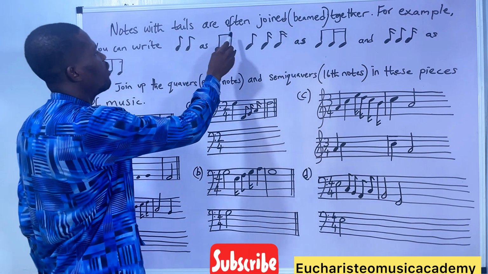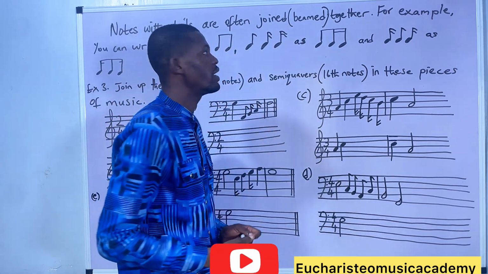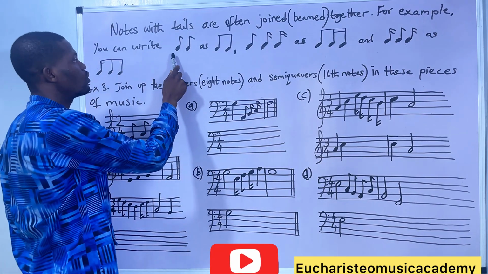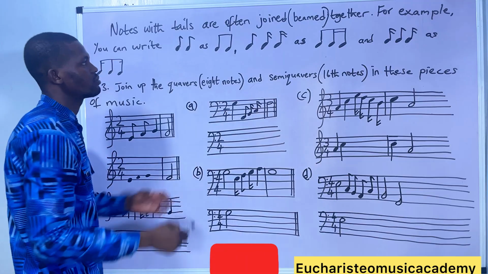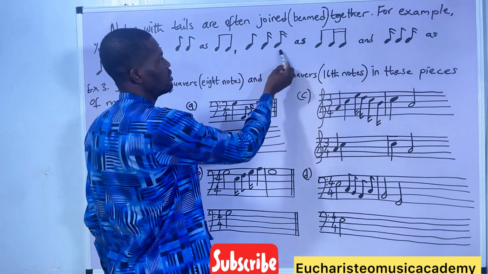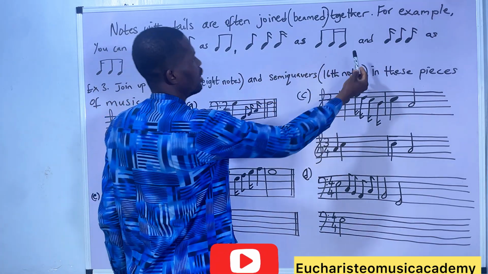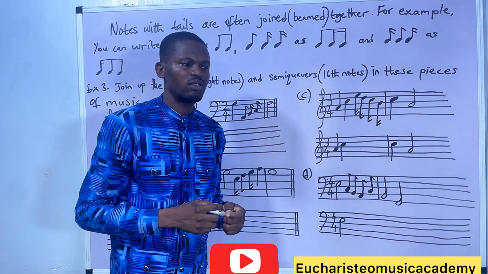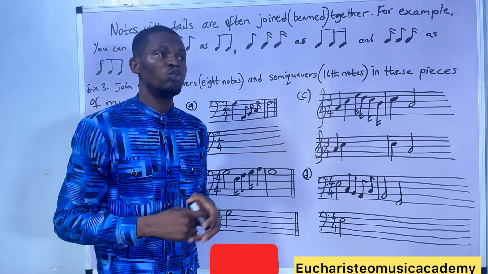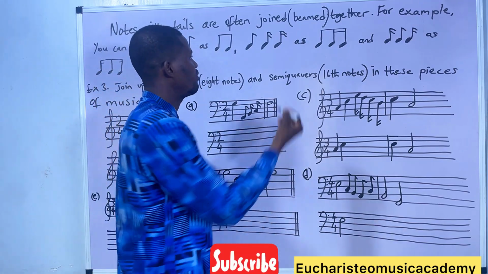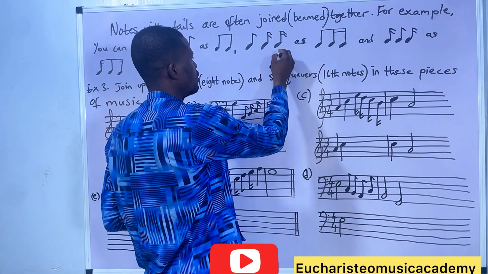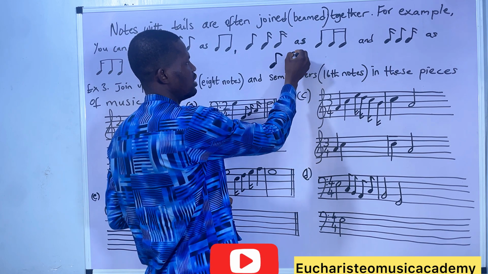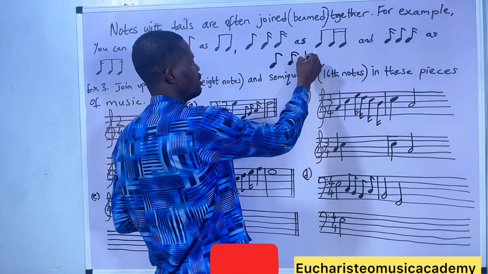Notes with tails are often joined or beamed together. For example, you can write these 2 quavers as this. You can write these three notes as this. You can still write these three notes as this. When we're talking about beaming, or quavers or semi-quavers, beaming has to do with notes with tails. This is a note. This thing here is a tail. This is a note. This is a tail, and this is another tail. This is a note.